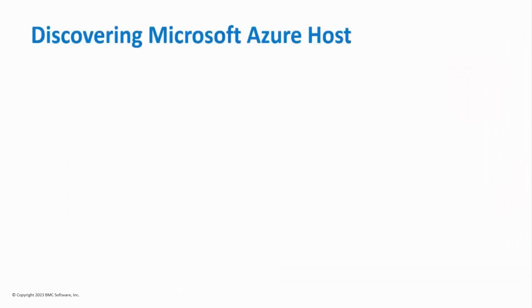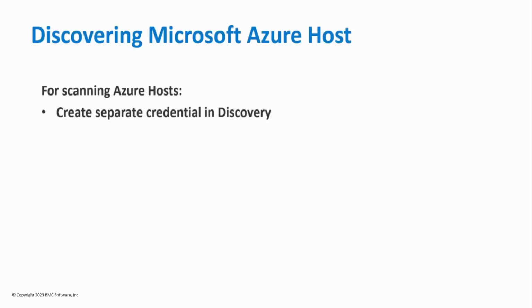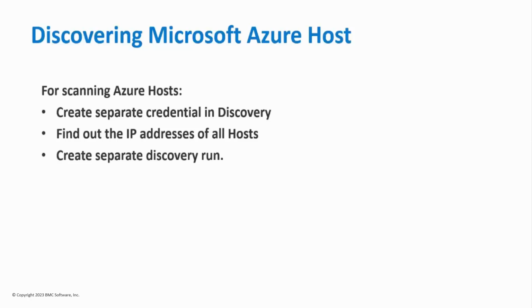As we know, in AWS, Discovery uses SSM to discover the VMs as hosts by AWS cloud scan. Unfortunately, there is no similar approach supported in Discovery for Azure VMs, and we have to scan Azure VMs using the traditional method, which includes creation of a separate host credential in Discovery, finding out the IP addresses of all Azure VMs, and creating a separate Discovery run for all the Azure VMs.